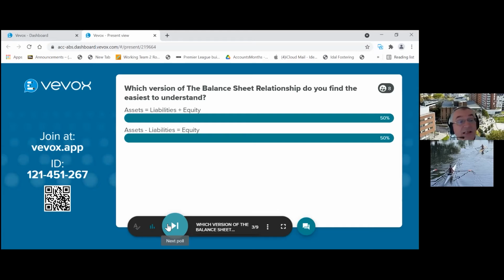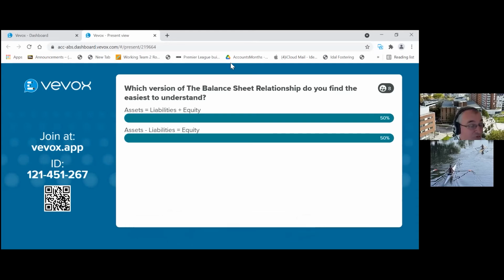I find that easier to understand, but many of you might prefer, well, half of you, by the looks of it, prefer the British version, which focuses on, I guess, what's left for the shareholders. That's often the rationale that's presented. Deducting liabilities from assets means we can show clearly what the equity number is, what's the residual, what's left over for the shareholders. So thank you very much for sharing.